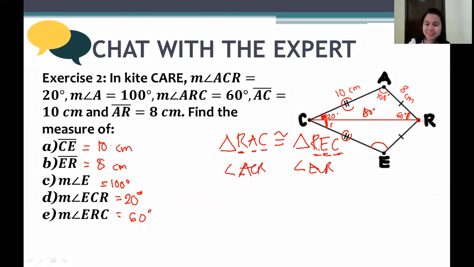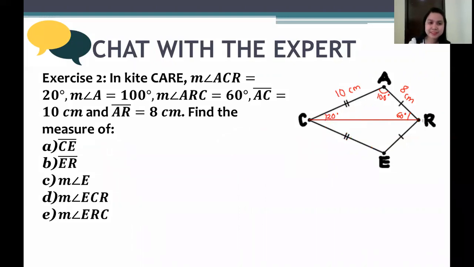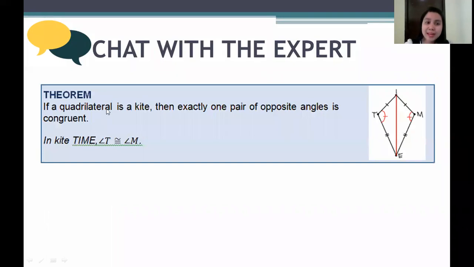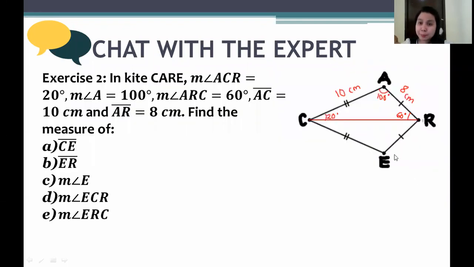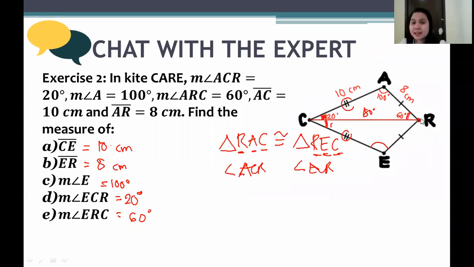Let me go to the next one. The next theorem states that if a quadrilateral is a kite, then exactly one pair of opposite angles is congruent. So here, for example, how do I say this? It is based on the line of symmetry, or the symmetry line. Once you draw the symmetry lines, then exactly this pair of opposite angles are congruent. So for example, angle T is congruent to angle M. In our previous exercise, this CR is our line of symmetry. So angle A is congruent to angle E.